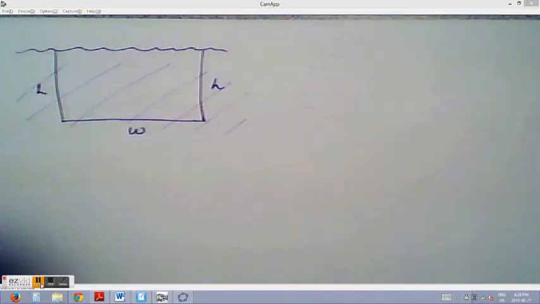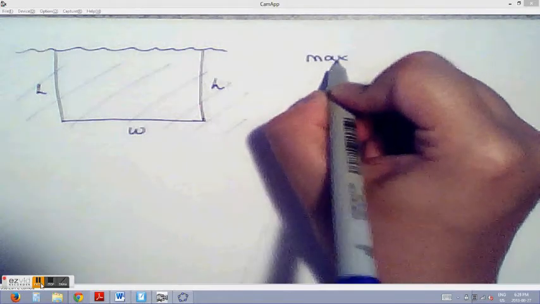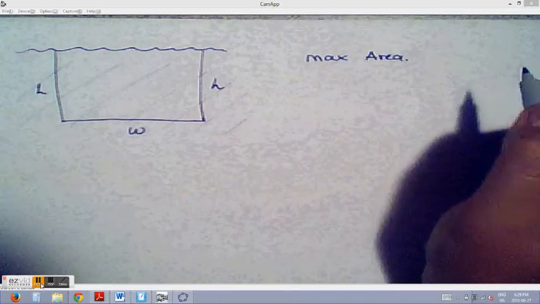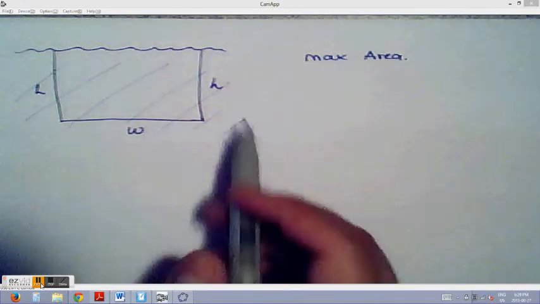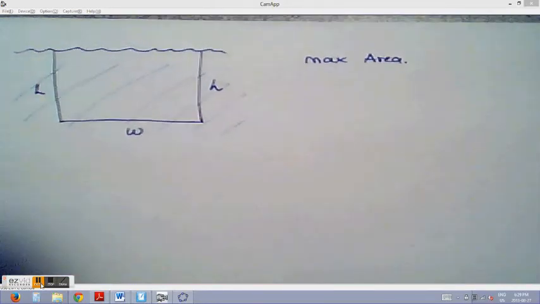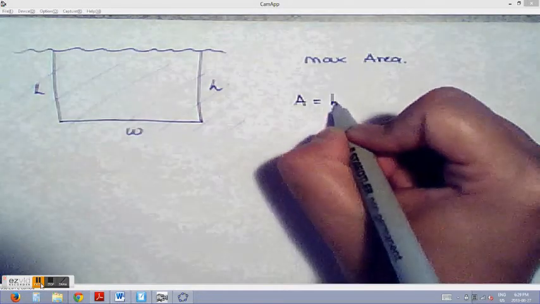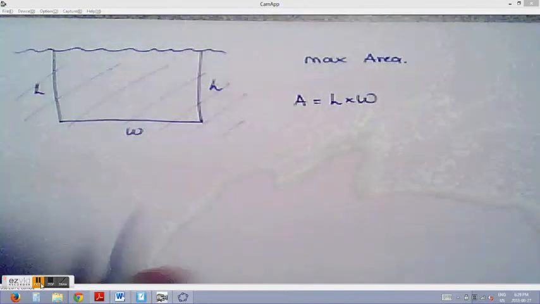Always try and figure out what we're trying to maximize. We want to maximize the area. So let's come up with an equation that's going to relate these variables with area. We know the area is equal to length times width. What else do we know?